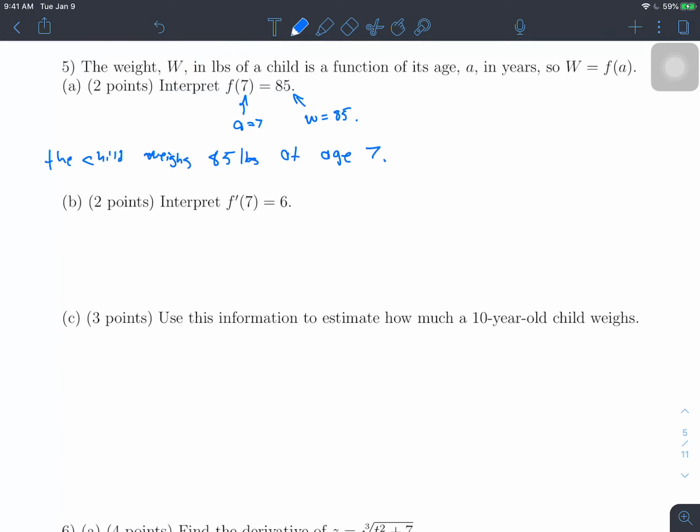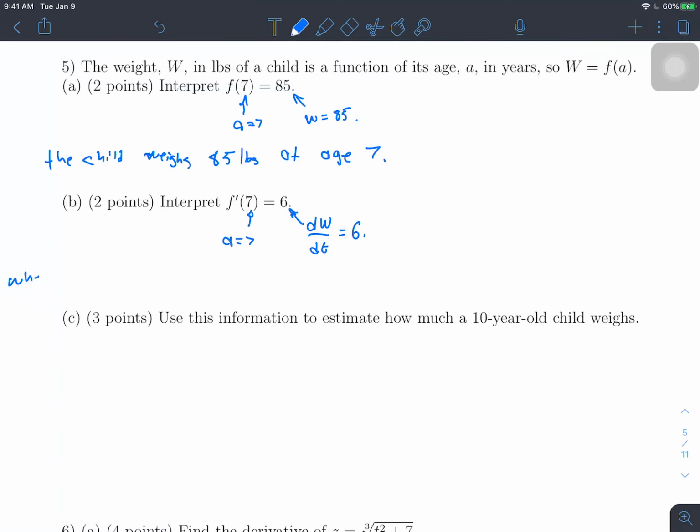And next we're supposed to interpret a statement about the derivative of the function f. So we have f prime of 7 is equal to 6. What this is telling us is that the age of the child is still equal to 7, and this value 6 is representing the derivative, which is telling us how W is changing with respect to time. Which is to say that this is the rate at which the child's weight is changing when the child is 7 years old.